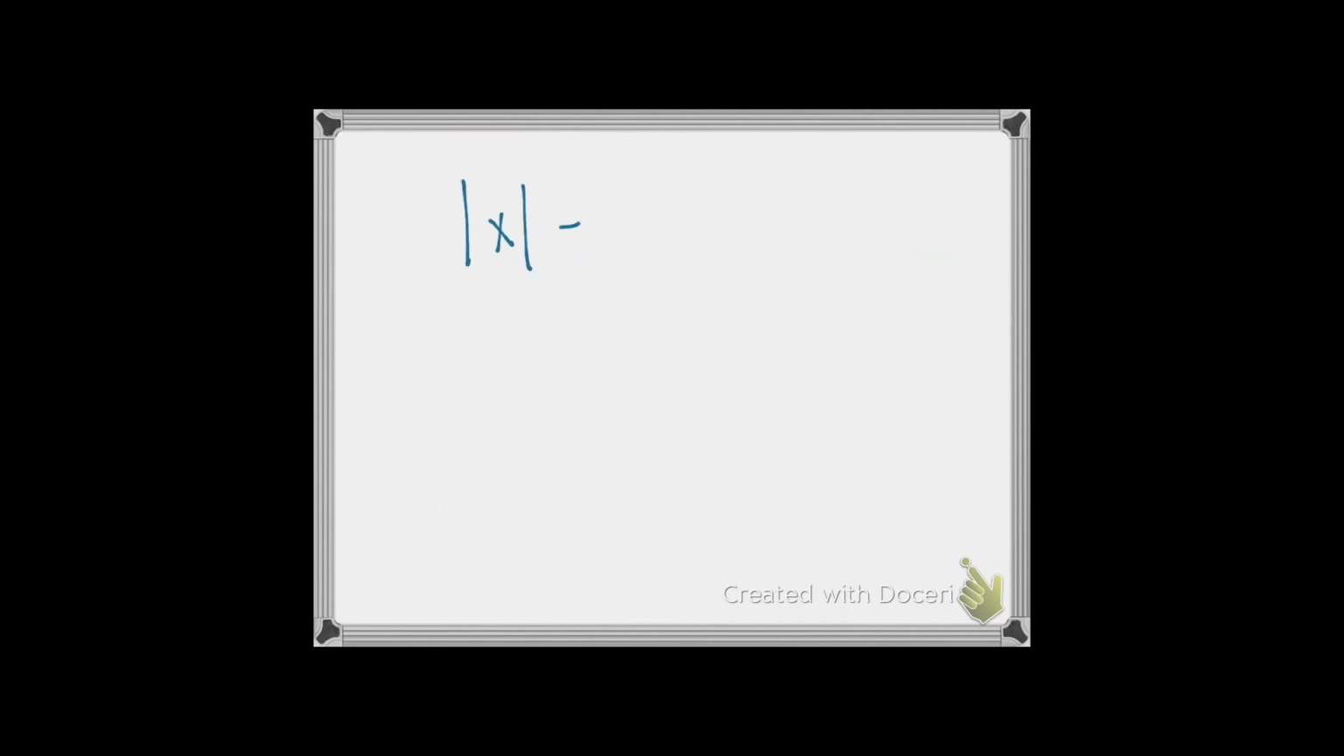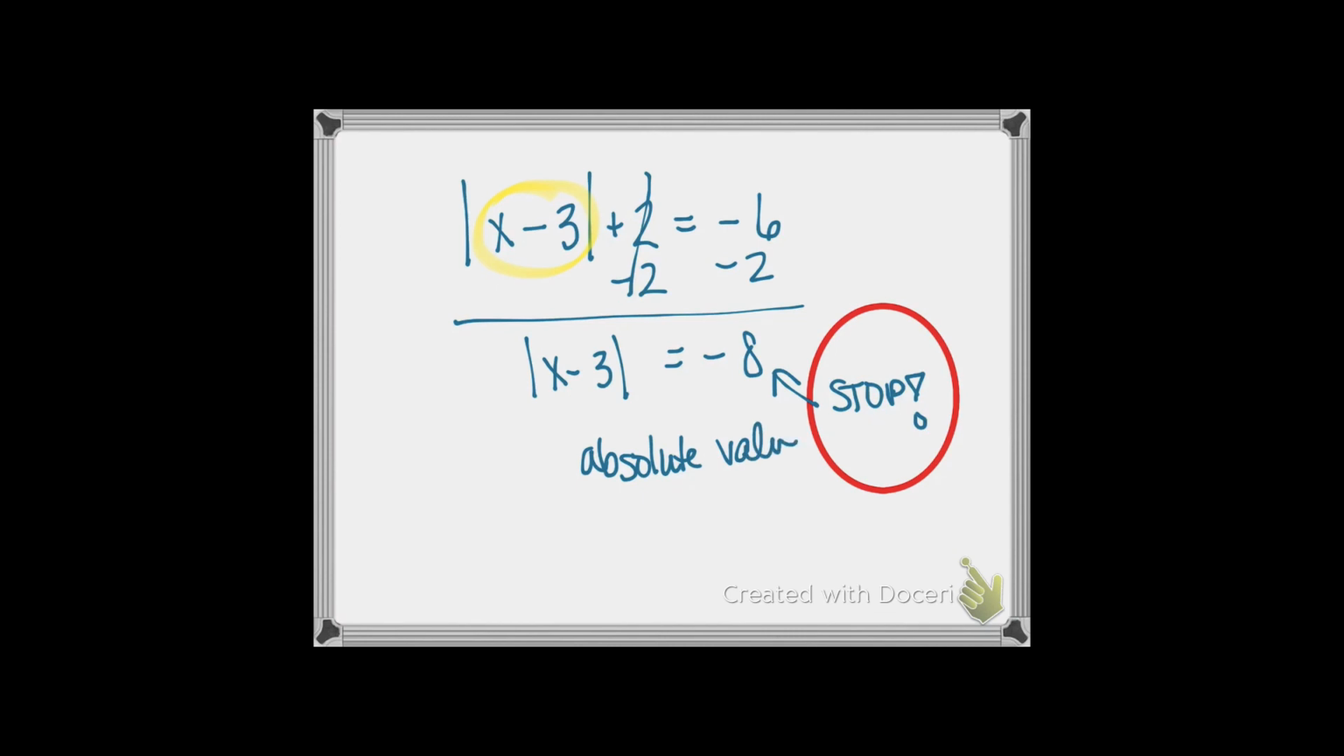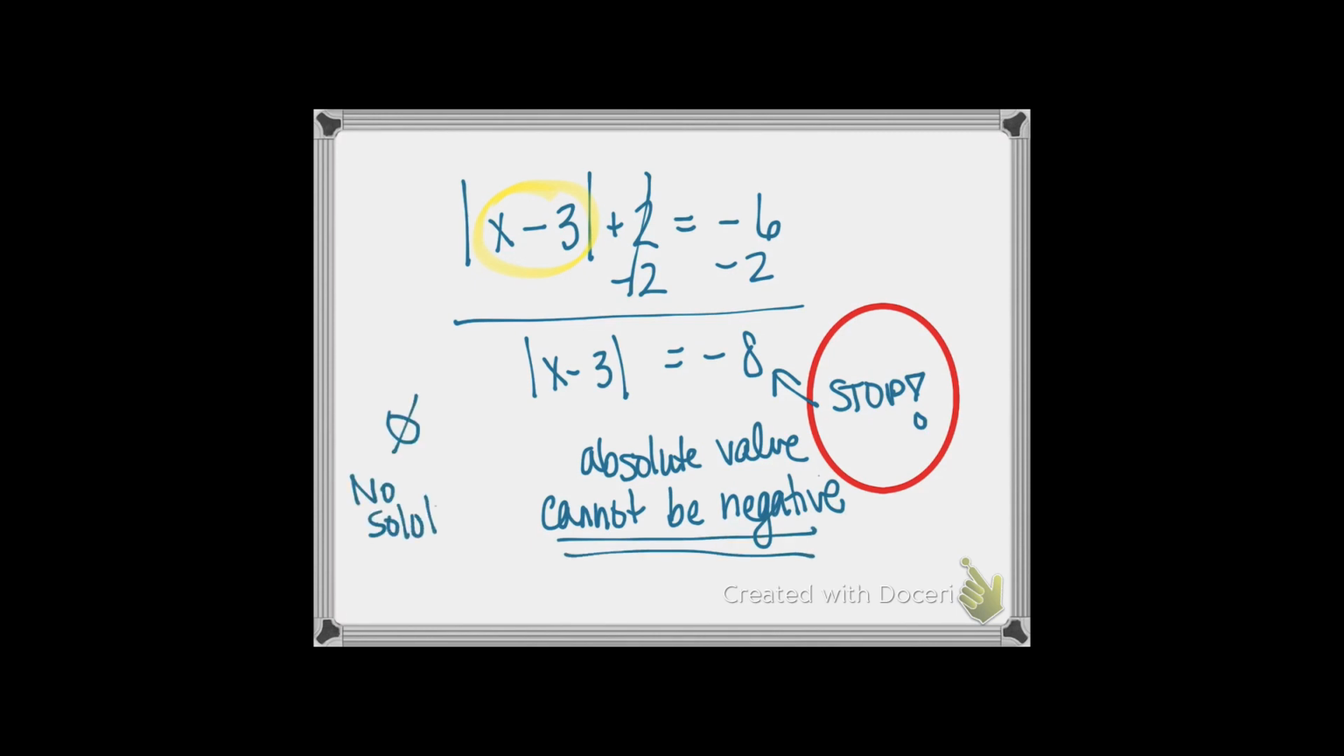One last one here. If I have the absolute value of x minus 3 plus 2 equals negative 6, I go, okay, I still want to isolate the absolute value, so I'm going to subtract 2. But if you notice here, I get a negative 8 on the right side. I've got to stop here and think, wait a second, absolute value always equals a positive number. It cannot be equal to a negative number, and therefore, in this case, there is no solution.